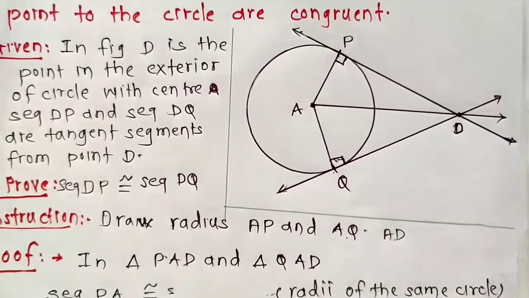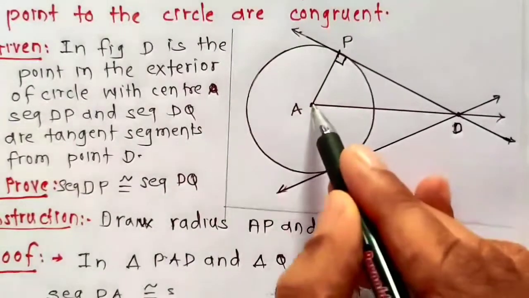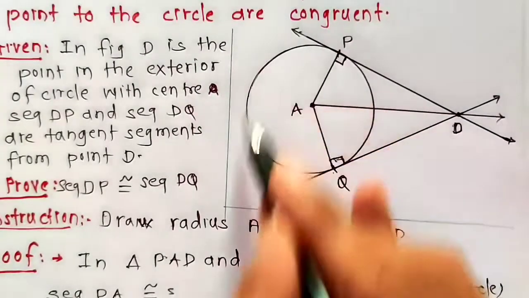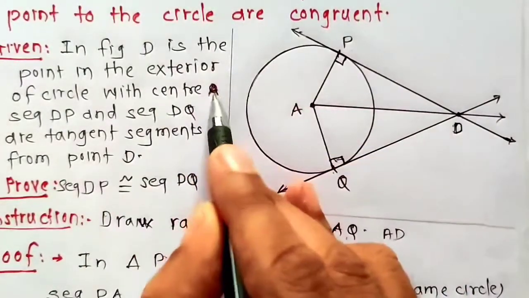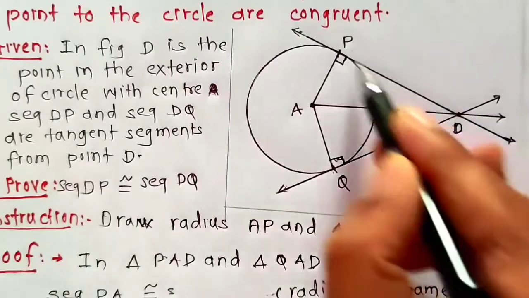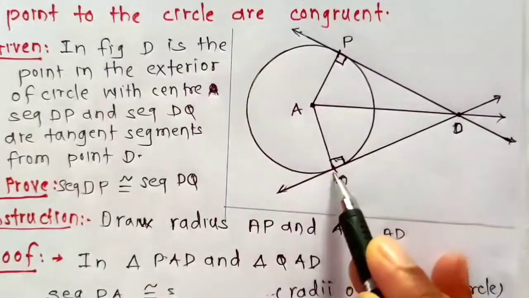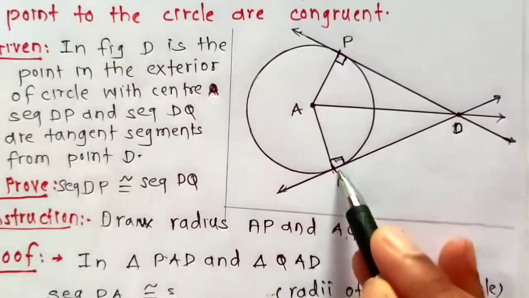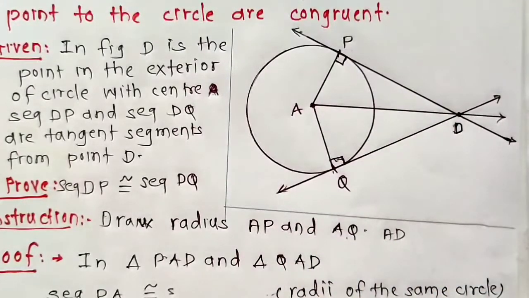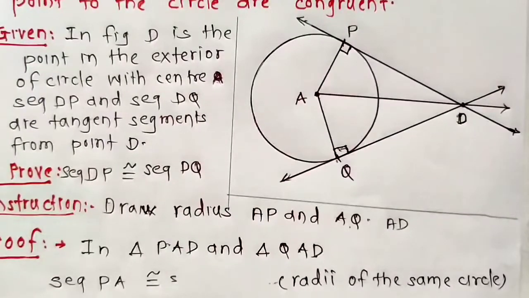In the exam this figure will not be given. We have to draw that figure. So draw the circle with center A. D is the point in the exterior. From that exterior point, DP and DQ are the two tangents. Now join the radii AQ, AP and AD. Now the proof is already given. We have to fill in the blanks, which means it is an activity.